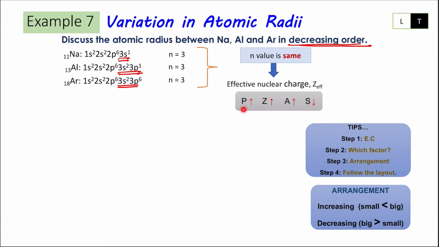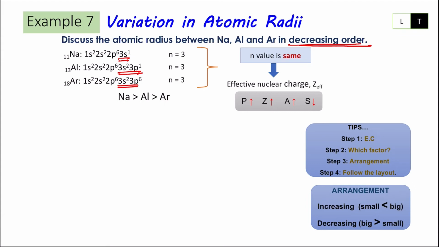So how you want to do the arrangement? Take a look at the layout first. When you have the highest proton number, so the size will be the smallest, or vice versa. So you got sodium is the lowest proton number, so the size for the sodium will be the biggest one. So I will have my arrangement sodium greater than aluminium greater than argon. So argon has the smaller size.